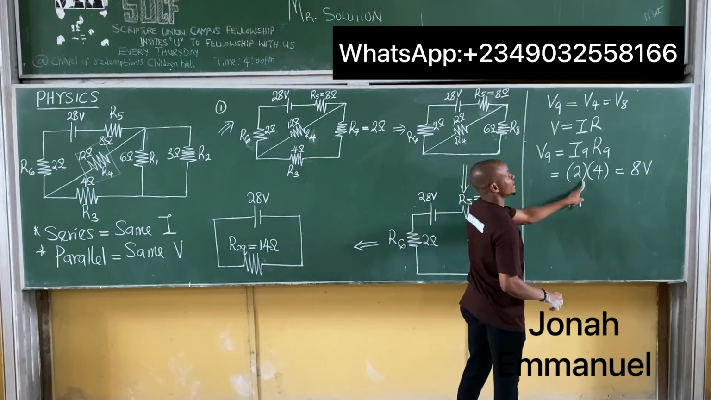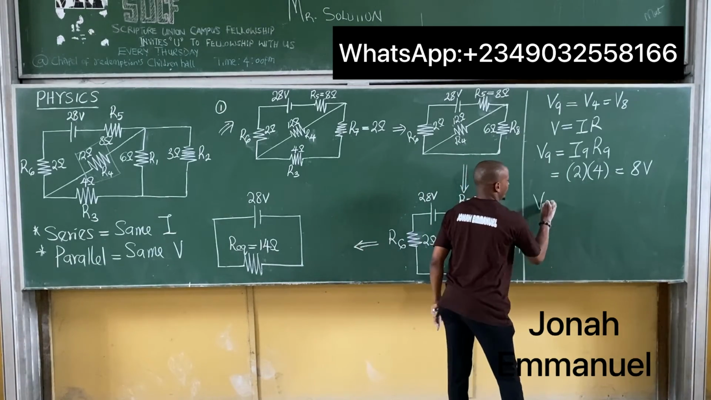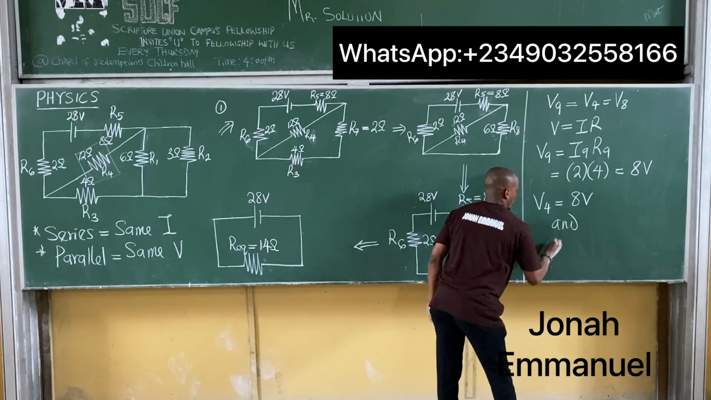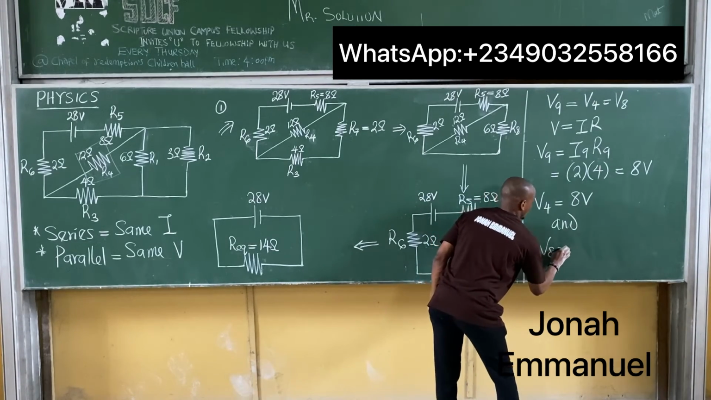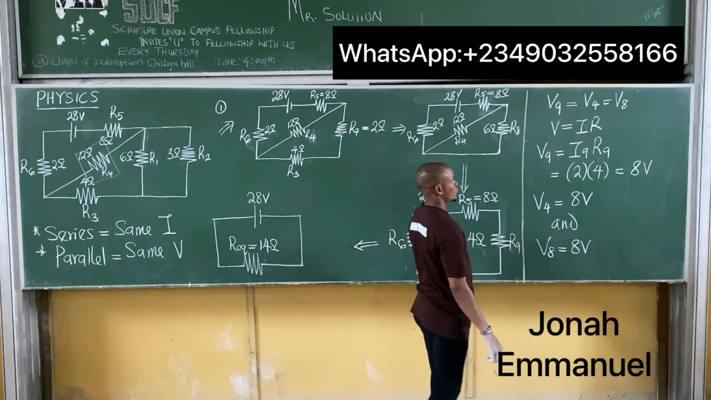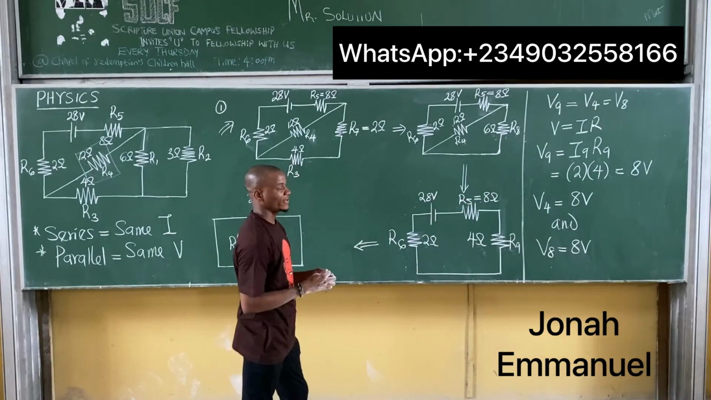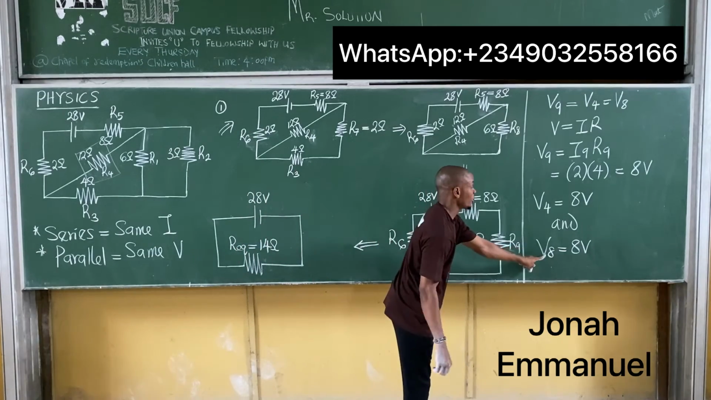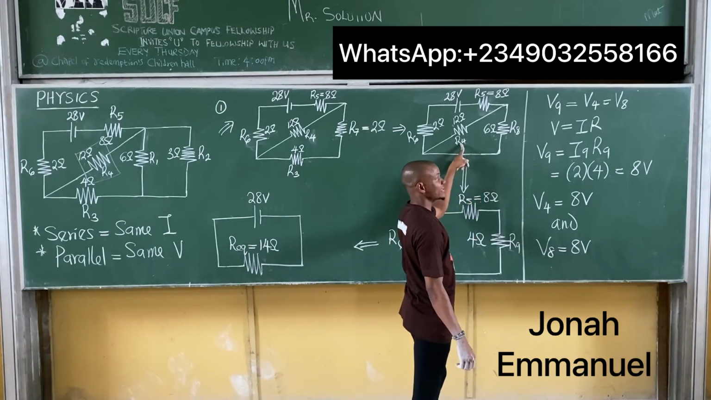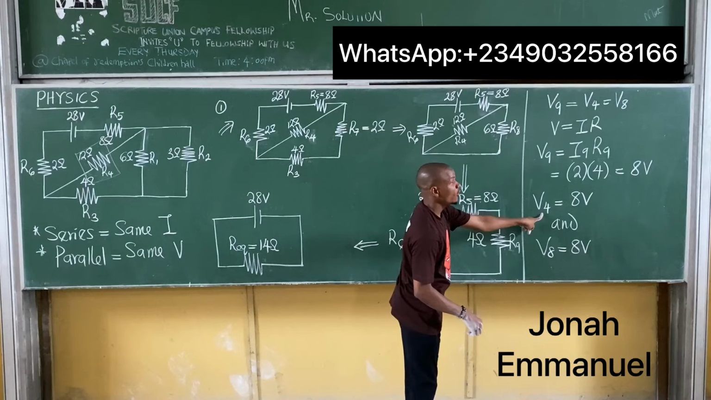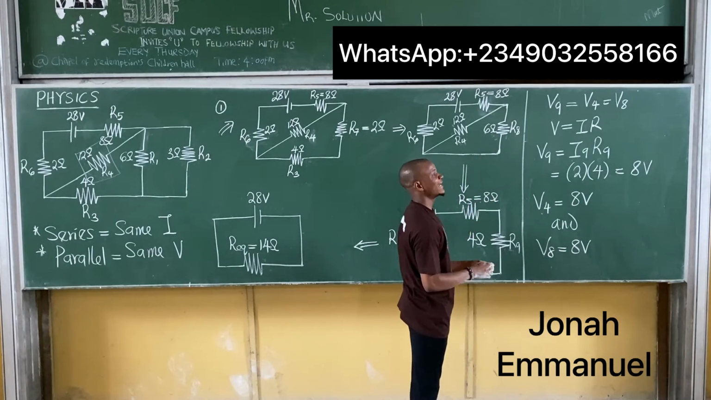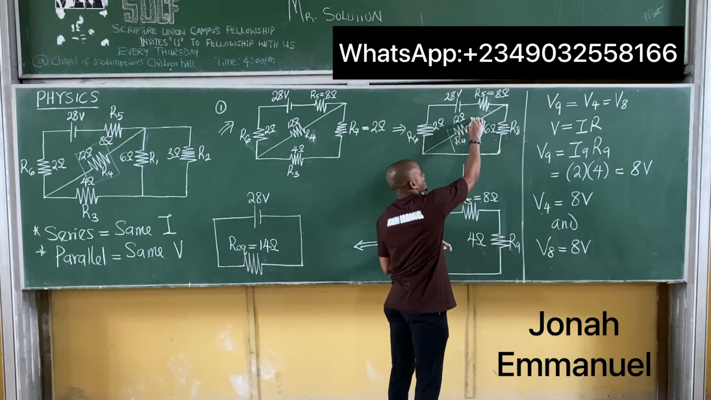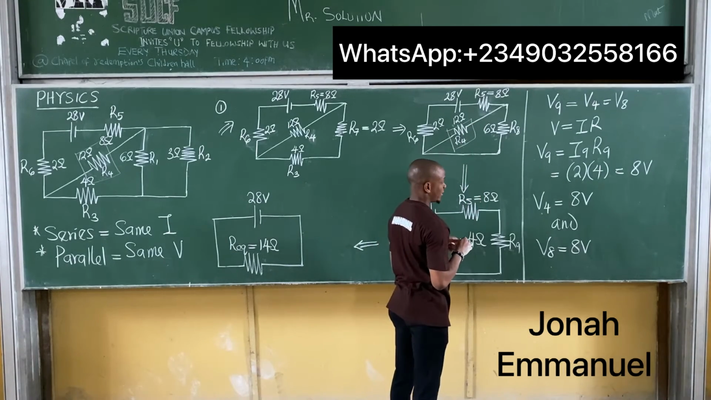If V9 is 8 volts, what does it mean? It means that V4 is also equal to what there? 8 volts. And V8 is equal to 8 volts. So they are both 8 volts because they are in parallel. One last thing. If I have V4, I have R4, I can now find I4, which is the current passing through the R4 resistance. Yeah? I can do that.